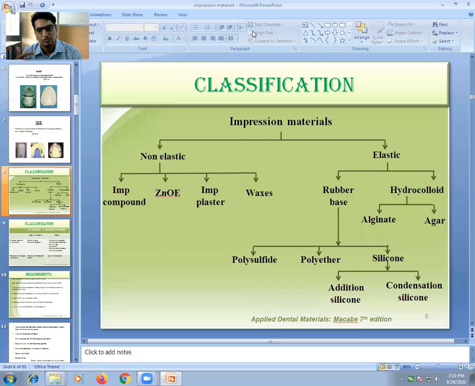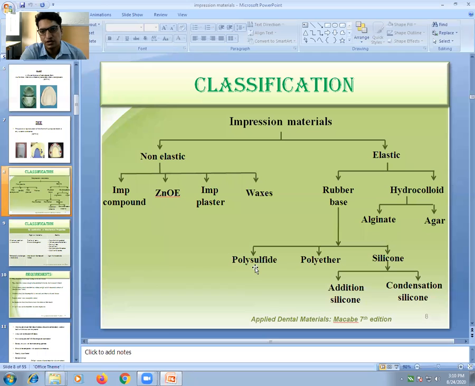Now in elastic, we have two types of elastic materials. One is known as rubber base. Rubber base means, you have all seen the eraser or rubber. The basic composition of this material is rubber, that's why it is known as rubber base. Second is hydrocolloid. Hydro, you already know, means water, and colloid means it is a type of colloidal solution. So in elastic we have two types: rubber base and hydrocolloids.